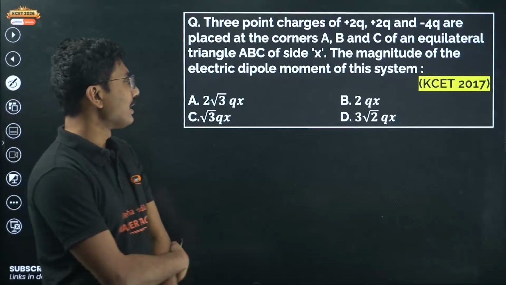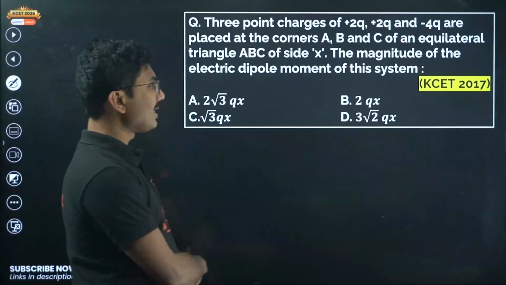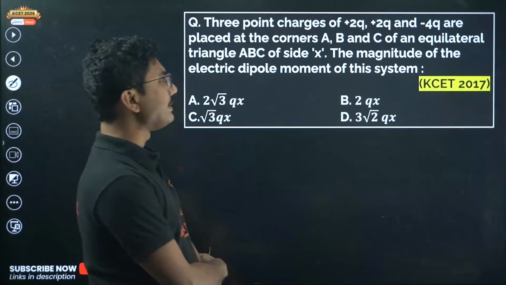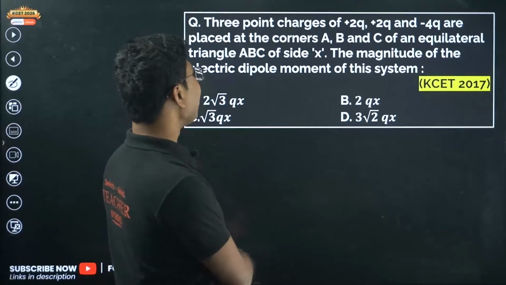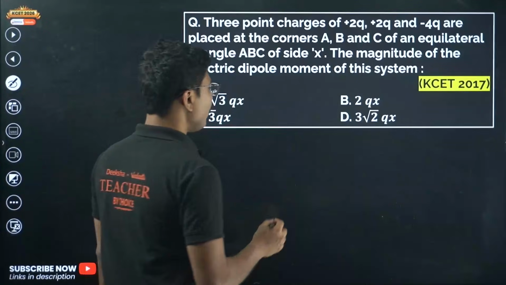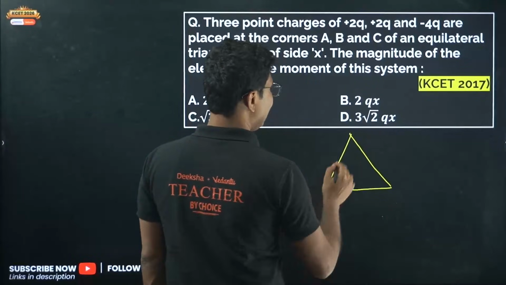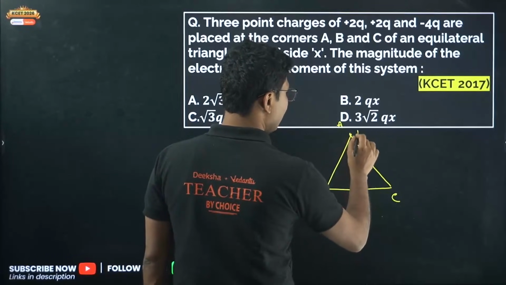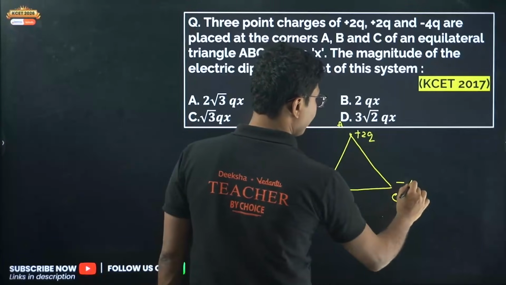Let's see one more example question. Three point charges plus 2q, plus 2q and minus 4q are placed at the corners ABC of an equilateral triangle of side x. Find the magnitude of the electric dipole moment of this system. Very interesting question. So we have an equilateral triangle ABC. Okay, we have plus 2q, plus 2q and minus 4q.